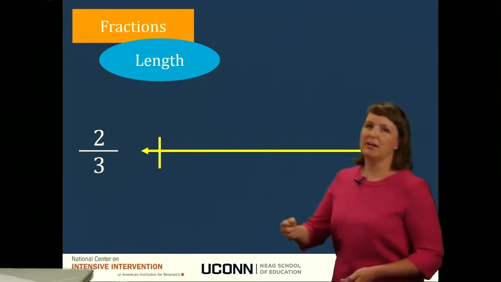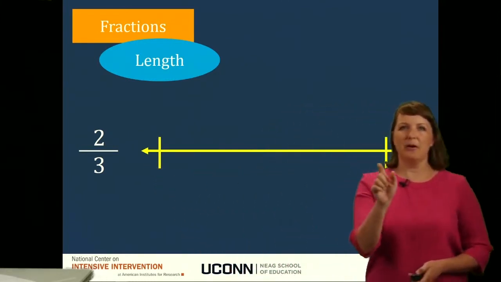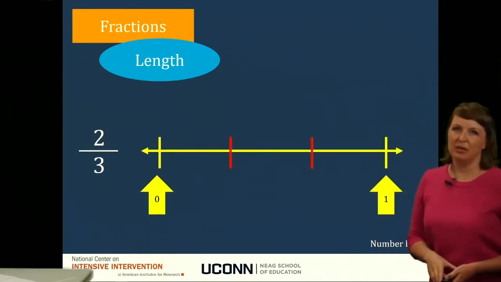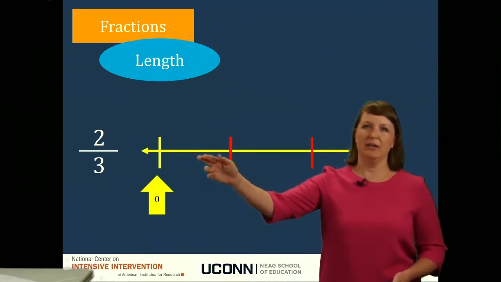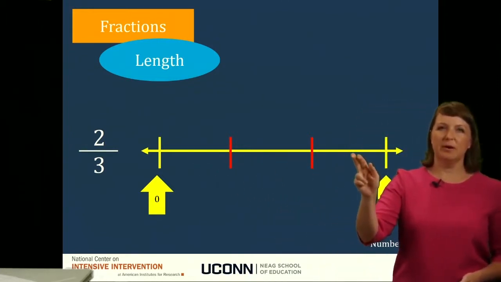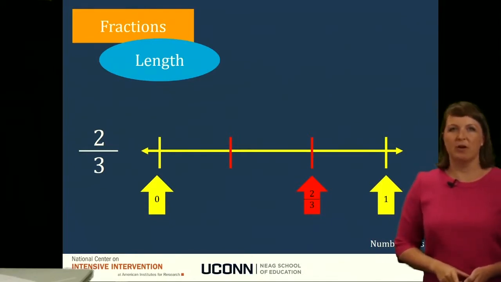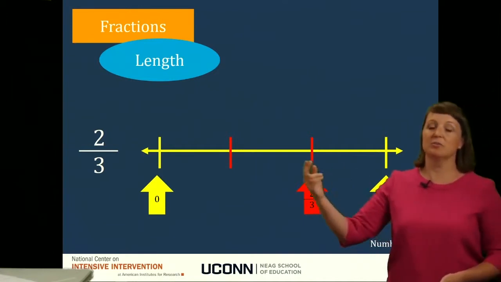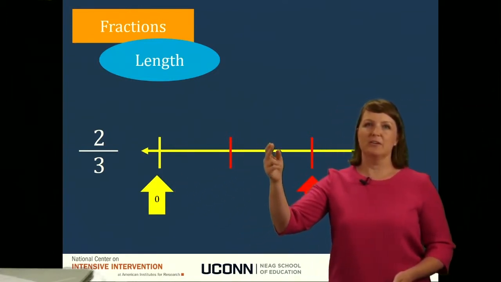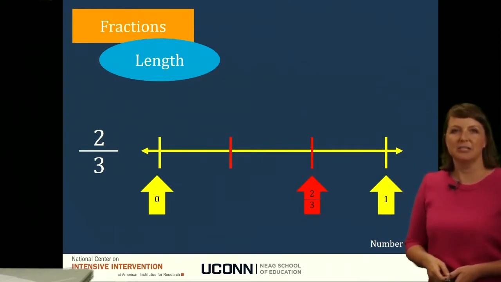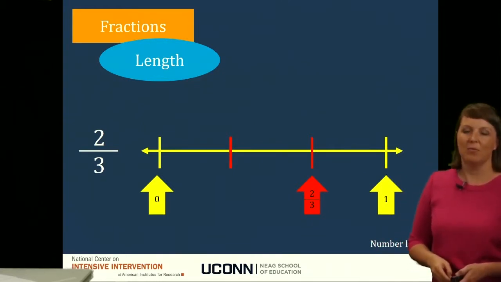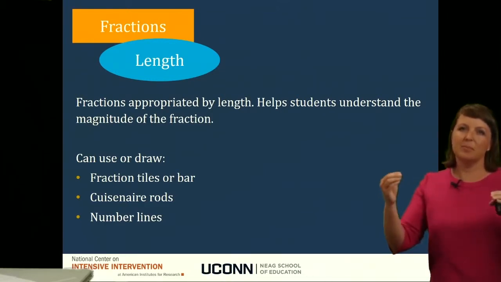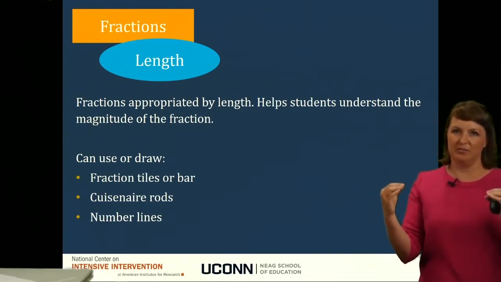So here's my number line. On this number line, this represents 0, and here I've got 1. I can break this number line into equal parts. So I have 1, 2, 3 equal parts, and to show 2/3, it would fall here on the number line. So again, I can see that 2/3 is less than 1, 2/3 is greater than 0, and if I understand the benchmark fraction of 1/2, I can see that 2/3 is greater than 1/2. So with this length model of fractions, we're always helping students really understand the magnitude of the fractions.